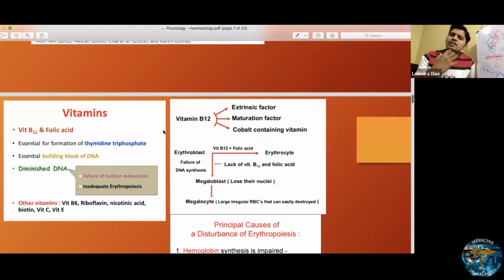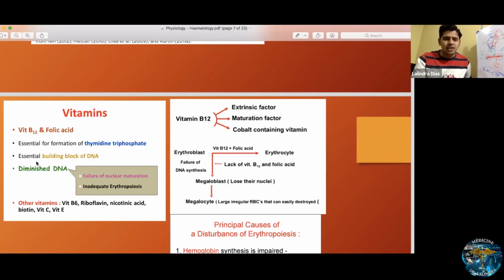Right. What are the components which play a role in this hematopoiesis process? So I told you vitamin B12 and folic acid are very important, very essential for your cell production, particularly red cell production. Even the white cells and platelets need vitamin B12 and folic acid. Why? Folic acid is needed for DNA production, so essential for formation of thymidine. That's what I told you, B12 and folic acid.